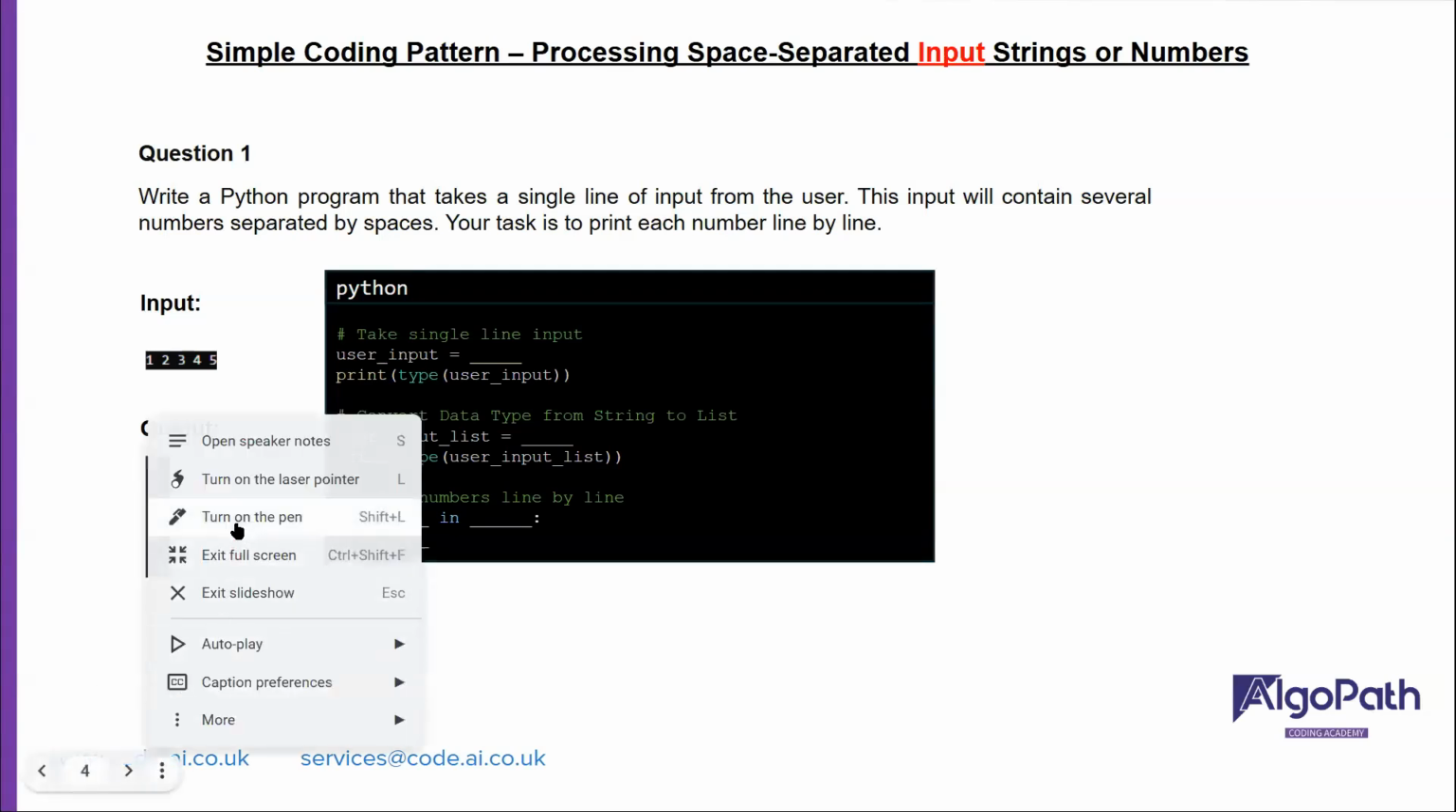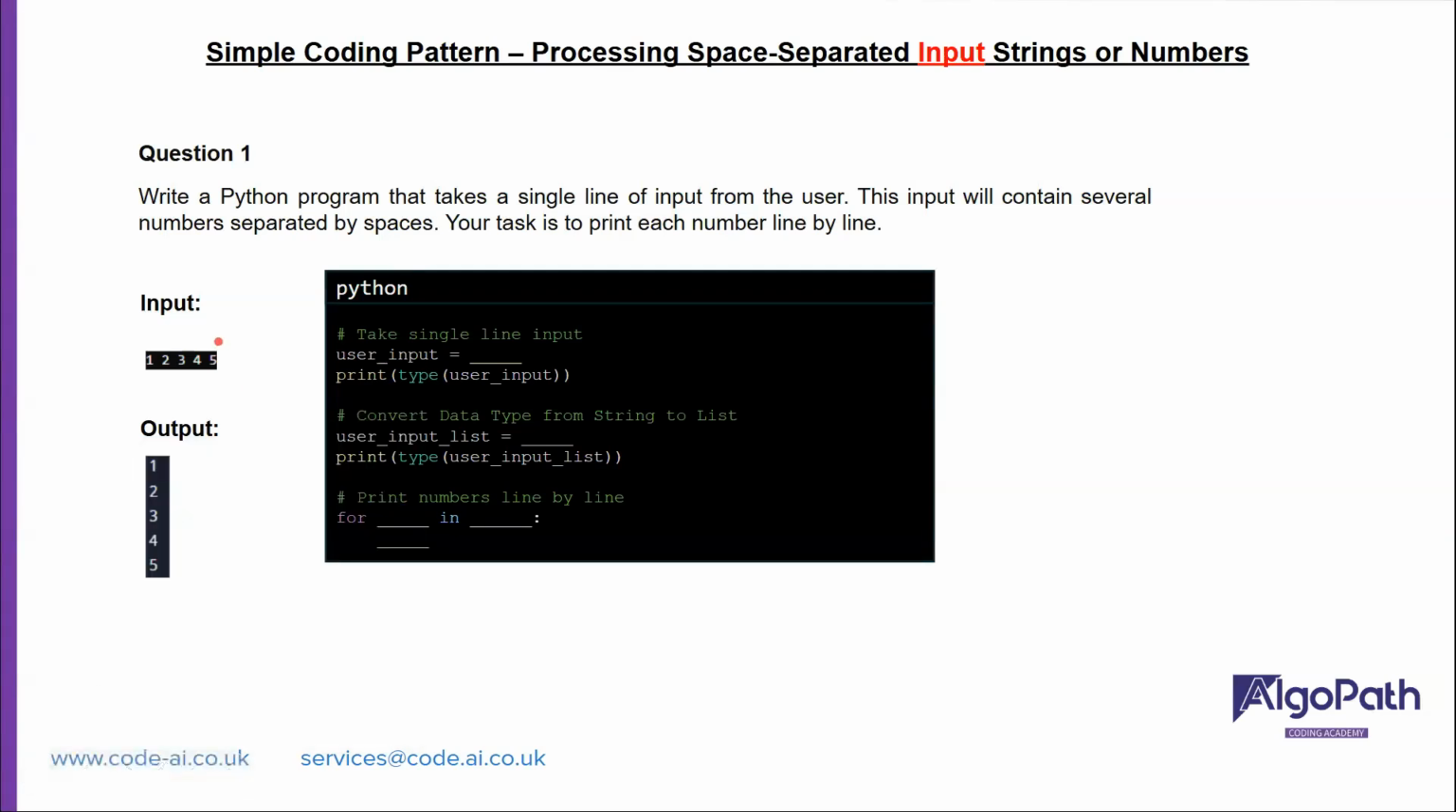Now, in this question, we are asked to write a Python program that takes a single line of input from the user, and this input will contain several numbers separated by spaces. Now, this is super common in the challenges and in the Bebras. So what we want to look into is how can we deal with this? So, for example, this would be an input here.